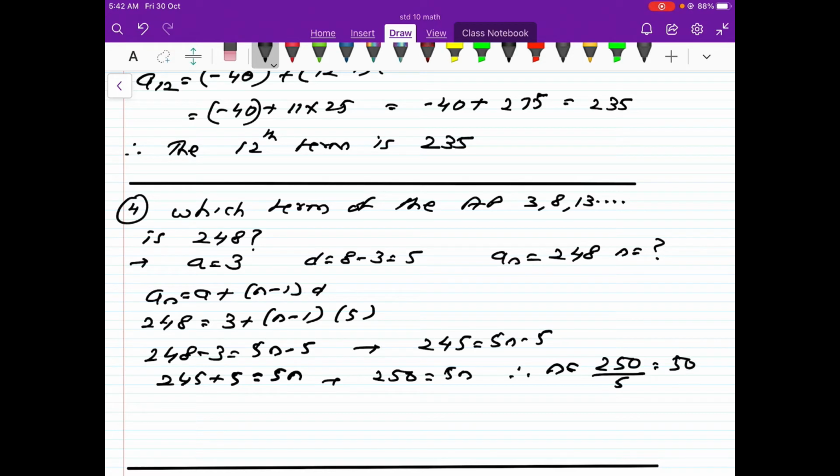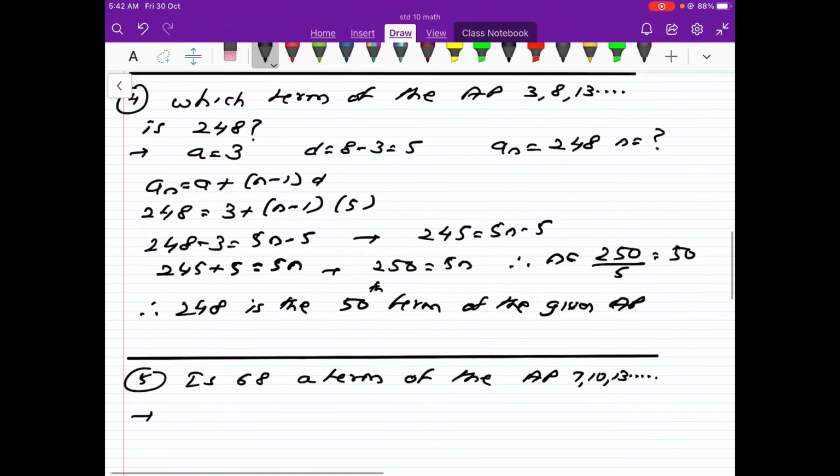So please do not skip any of the steps. So when n is 50, we can say therefore 248 is the 50th term, because n is equal to 50. 50th term of the given AP. These are how the sums have to be done. So moving on to the next sum.